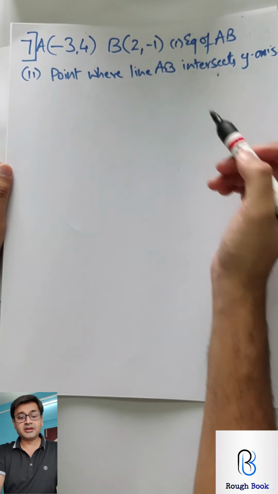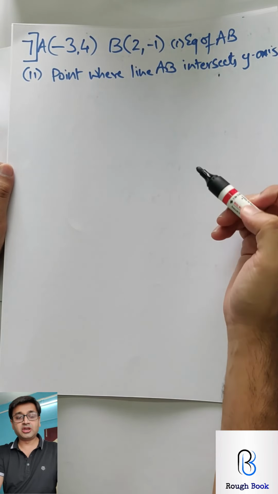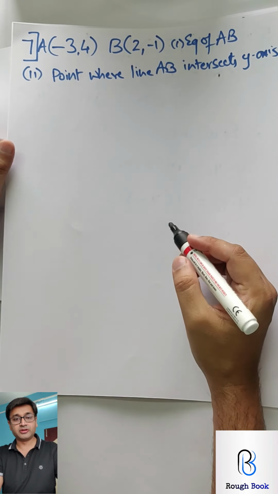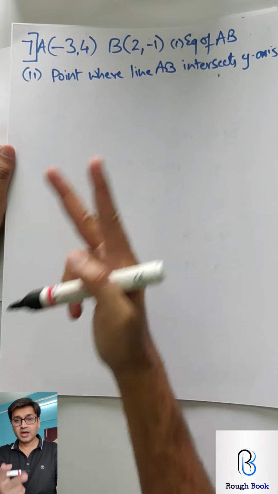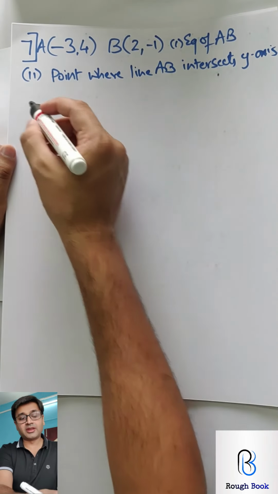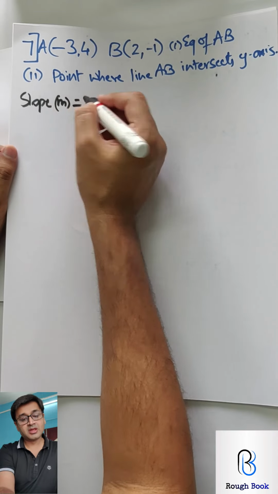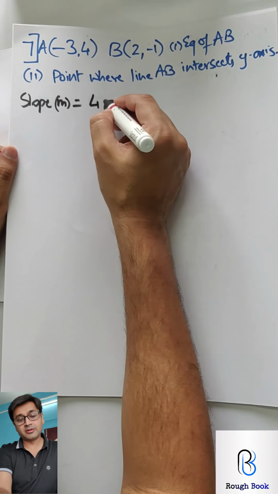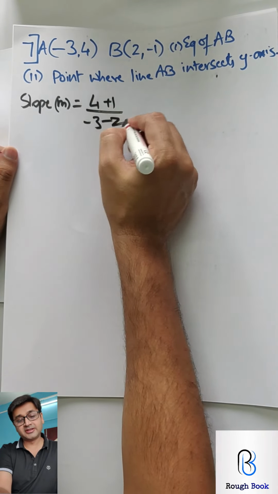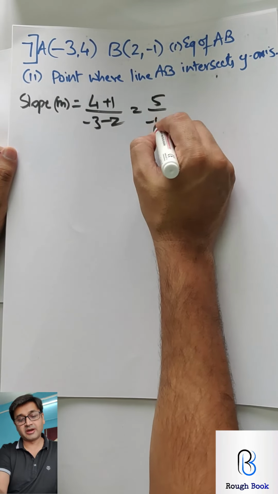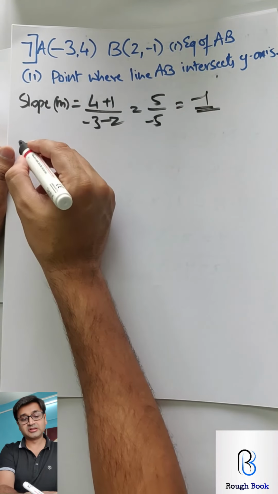Sum 7. A and B are 2 points. Find the equation of AB. So same technique what we used just now. First find slope and then point-slope. Then we look at the second part. So first for the slope m = (y2 - y1)/(x2 - x1). So I am taking 4 + 1 over -3 - 2. So I get 5 by -5. Minus 1 is the slope.